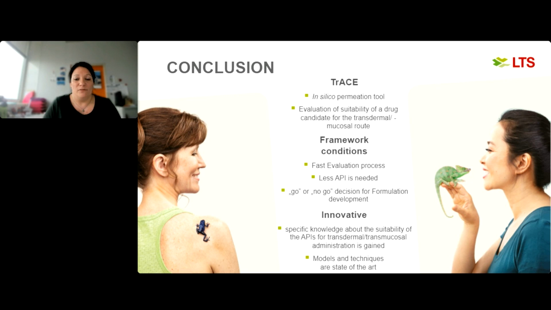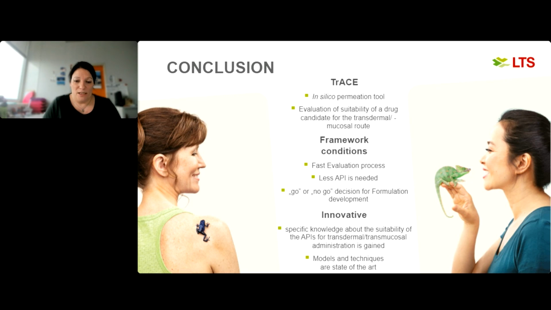So we have a very fast evaluation process here, and at the end we normally have also the possibility to have a go or no-go decision for further formulation development. And with this combination of tools, we have the possibility that we only need less amounts of API.